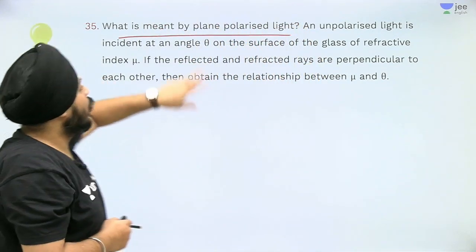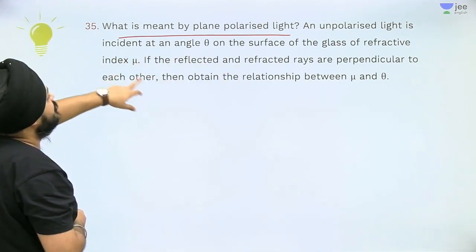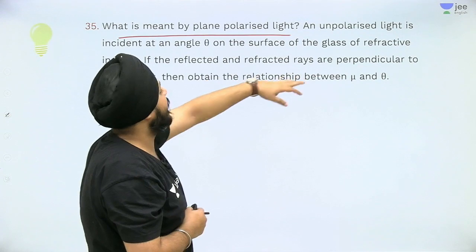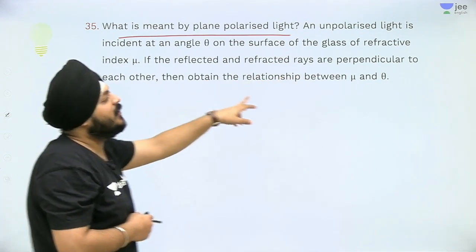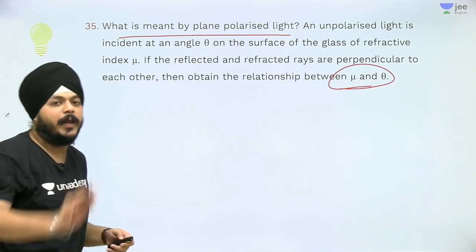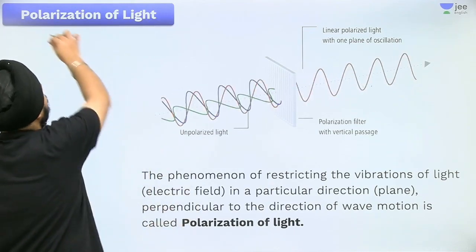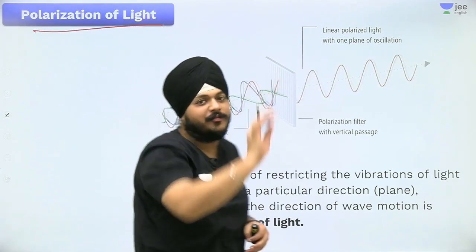Is it clear? So an unpolarized light is incident at angle theta on the surface of glass of refractive index mu. The refracted and the reflected rays are perpendicular to each other. Then obtain the relationship between mu and theta. Okay guys, see, there is a very simple concept; before moving on to that, let us move on to the concept of the polarization of the light.